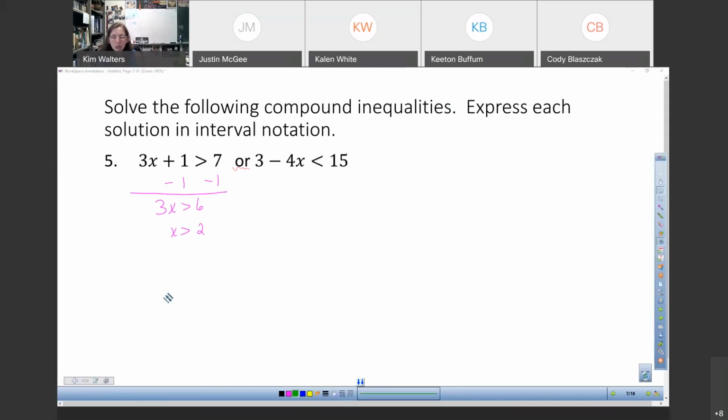So if I put this on my number line, so here's my number line, and on my number line, I'm going to put the value of 2, and it says x is greater than that number, so it's going to be shaded in the direction it's pointing, to the right. It's going to be an open circle, an open parenthesis, because there's no equal to under here. So I'm going to have a round bracket, and I'm shading to the right, okay? So let's solve the second inequality.